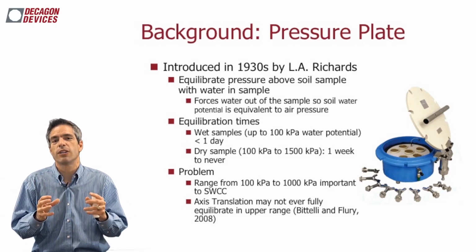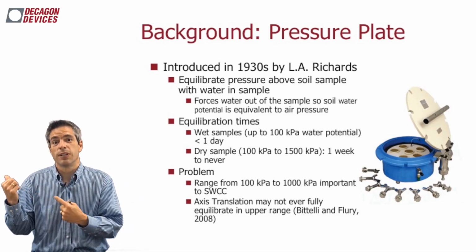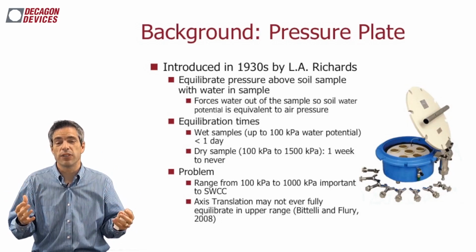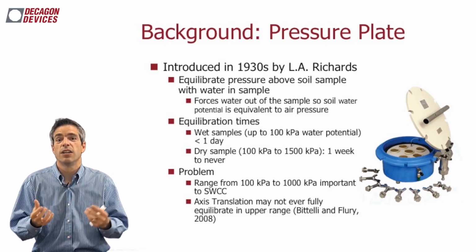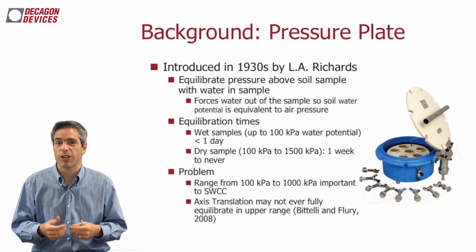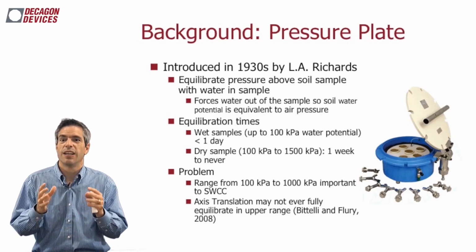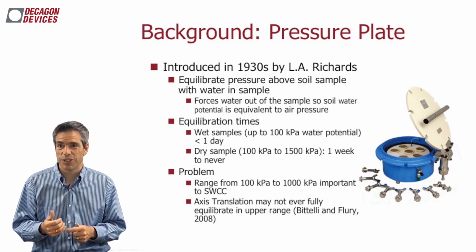The only way for water to get out of the system is through the ceramic, out a tube, and out to the atmosphere. Wait some time and measure your samples, and you've got your water potential at that particular water content. A good way of making your SWCC. However, there were some challenges here too.